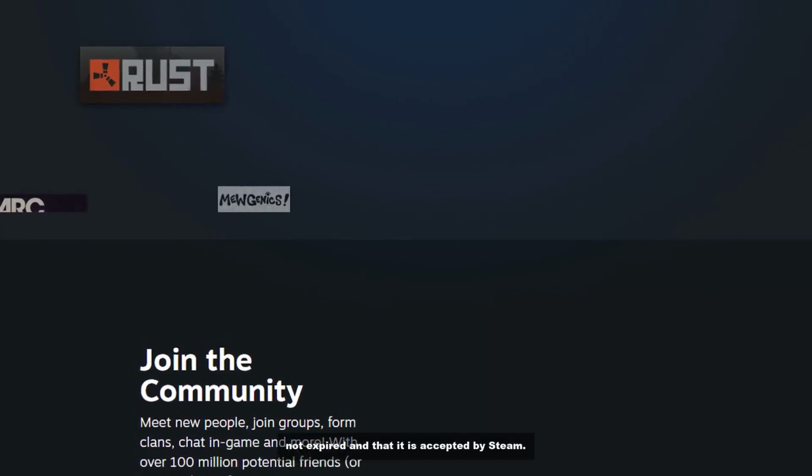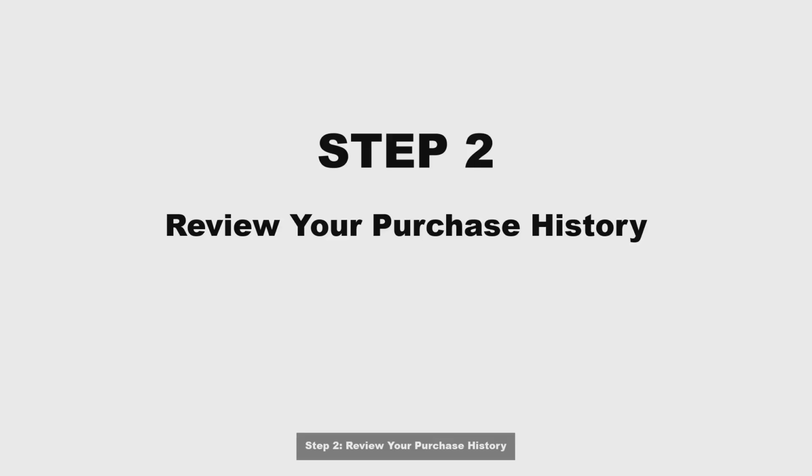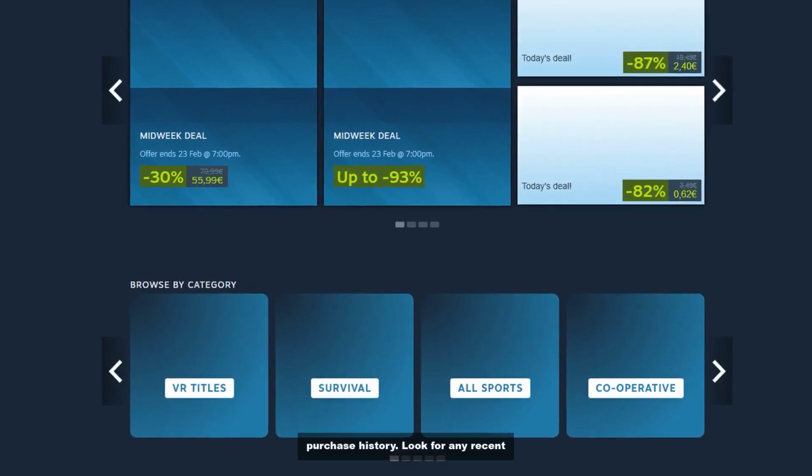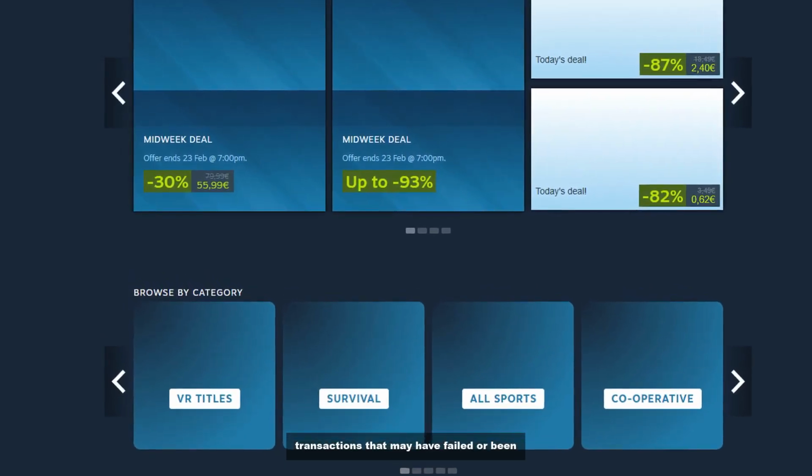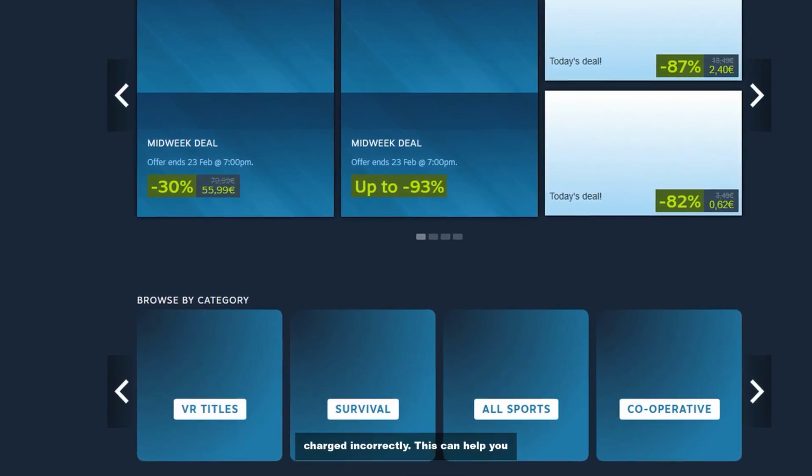Step 2. Review your purchase history. Log into your Steam account and check your purchase history. Look for any recent transactions that may have failed or been charged incorrectly. This can help you identify the specific issue.